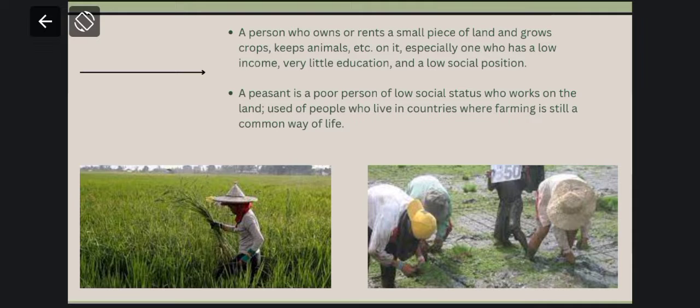A peasant is usually an uneducated person of low social status. Halos 5% lang ng population could read or write. Churches were the main source of knowledge and schooling sa mga peasants, no? Kaya rin limited education lang dahil konti lang ang schools in the Middle Ages. Kahit Lord of the Manor was often unable to read or write.